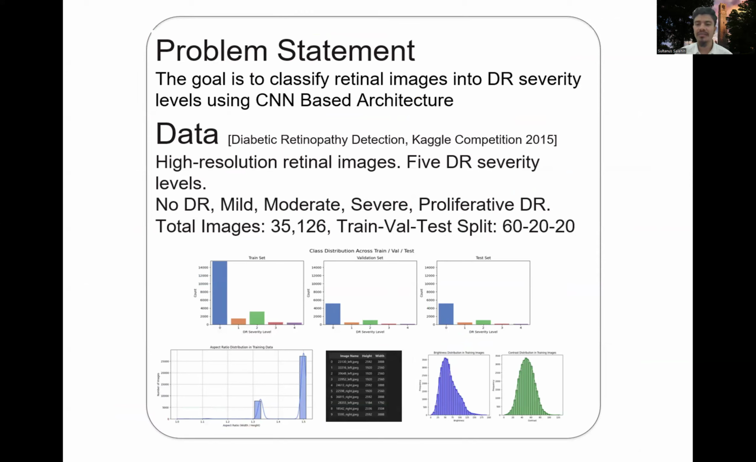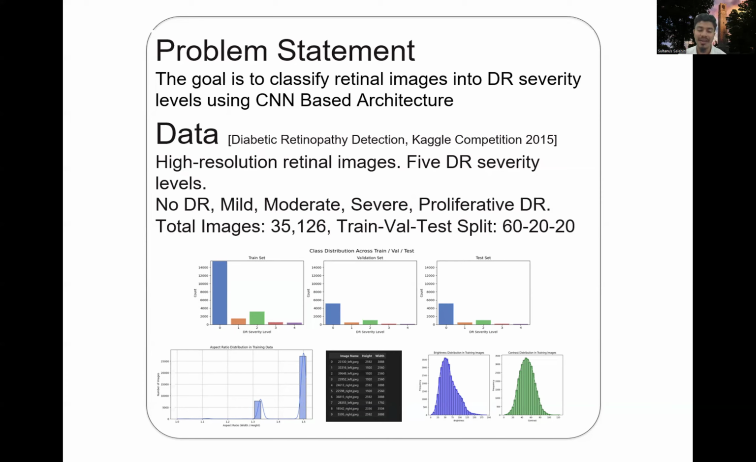The dataset that we took is from a Kaggle competition, which was released in 2015, and it consists of high-resolution retinal images having 5 DR severity levels: no DR, mild, moderate, severe, and proliferative DR. After doing exploratory data analysis, we noticed that there is a very vast class imbalance in the dataset. The total images are 36,000.